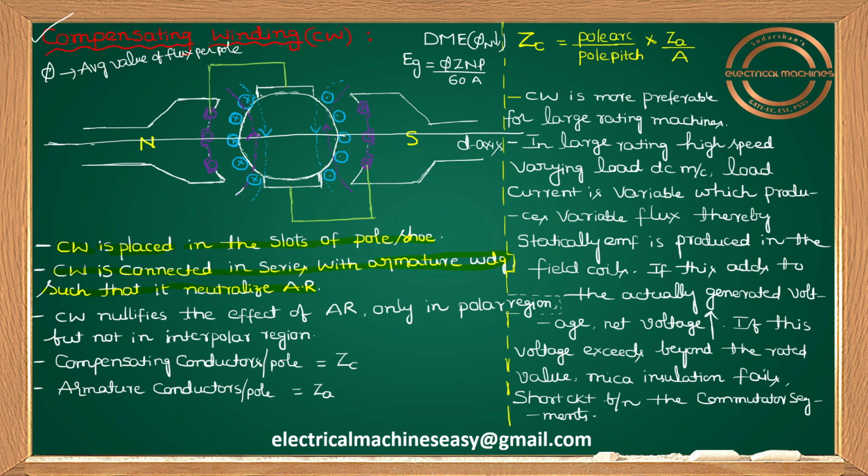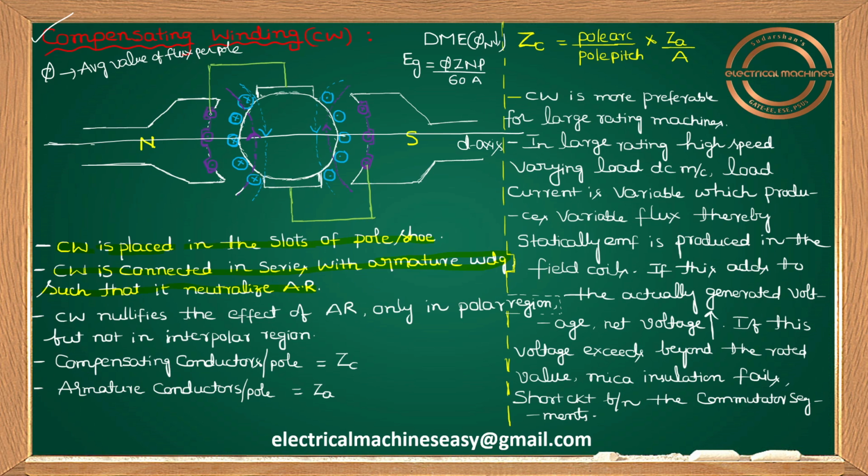Now please tell me, guys, if you want flux due to compensating conductors in the anti-clockwise direction, then by using the right hand thumb rule, what might be the direction of the compensating winding current? It should be out of the board. Please try to understand: show your fingers curling in the direction of the flux due to compensating conductors, and the thumb indicates the direction of current in the compensating conductor, which is out of the board.